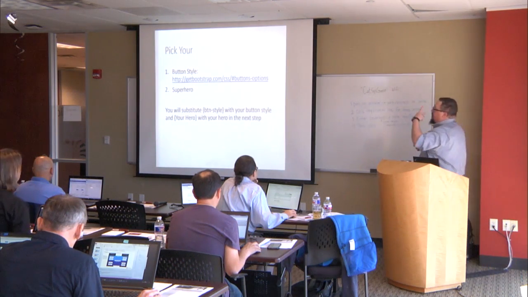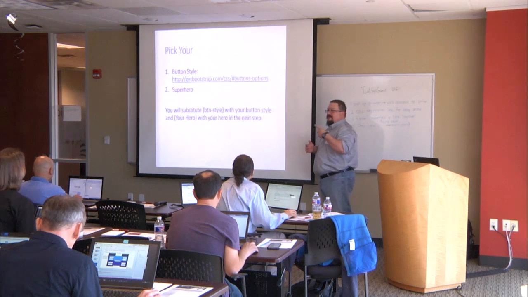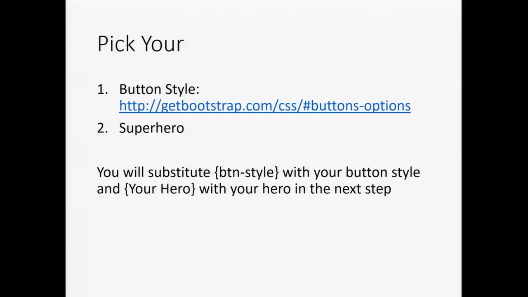So next step here, we've got to make 2 choices. This is a personal choice. I'm not telling you what to do. You guys got to use your noodles for a little bit. You need to pick a button style. If you really want, click that link and look at it, but your choices are primary, success, warning, info, and I'll show you what those look like in code in a minute. It's basically what color do you want your button to be?